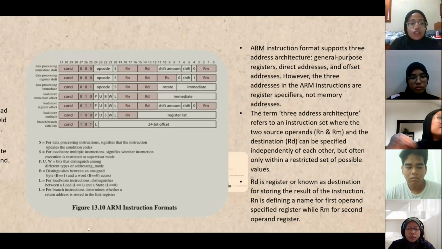Another case, like branch instructions, where the 3 operands Rm, Rn, and Rd are not required. So we don't have that. For example, when we want to jump from one location to another location, we just require one address. We can use branch instructions.